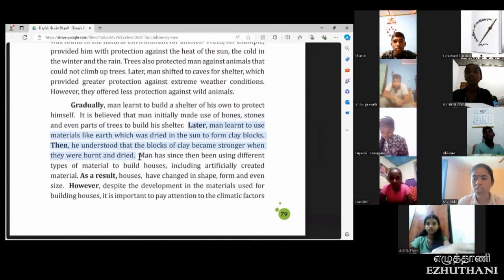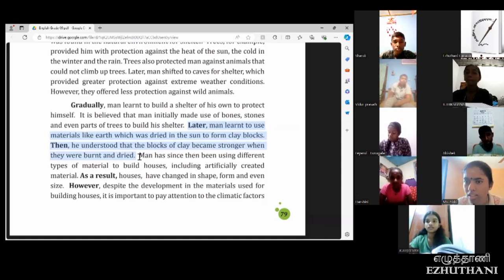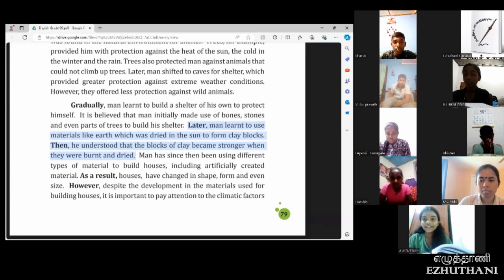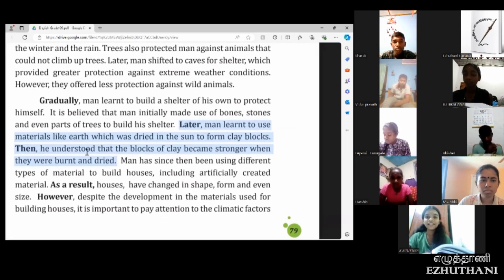These two sentences. Sujitra, everyone has read, right? Anyone else that needs to read hasn't read yet? Okay, I think Sujitra's last. Later, man learned to use materials like earth, which was dried in the sun to form clay blocks. Then he understood that the blocks of clay became stronger when they were burned and dried.